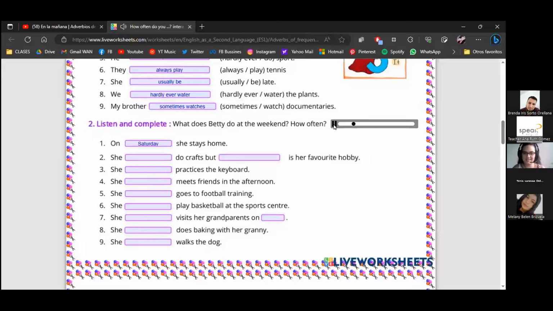Do crafts, but playing the keyboard is my favorite hobby. So... Repetí lo que no entendí. In English? How do you say repetilo? ¿Quién fue la que dijo eso? Melanie, how do you say repite por favor in English? Repetí, creo. ¿Cómo que creo? Perdón. Fue de la clase 1, class number 1. How do you say repite por favor in English? Repeat it, please. Repeat, please.